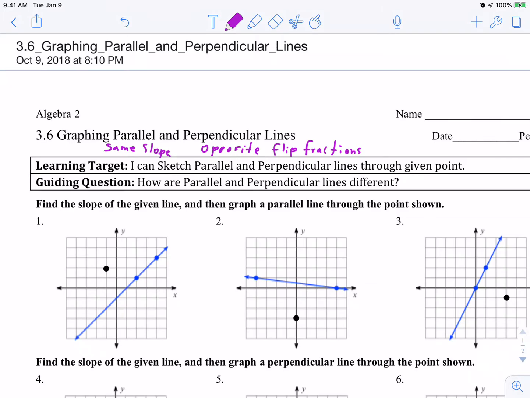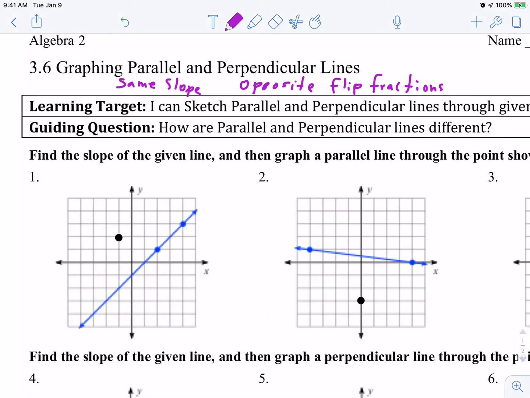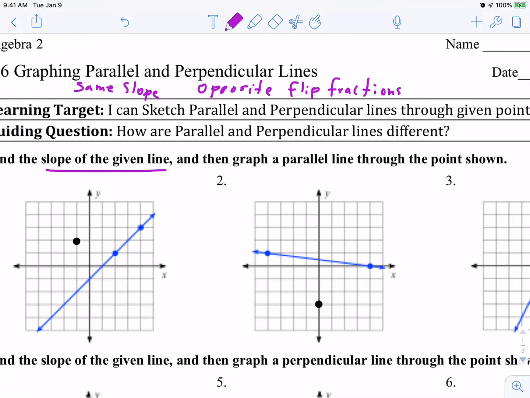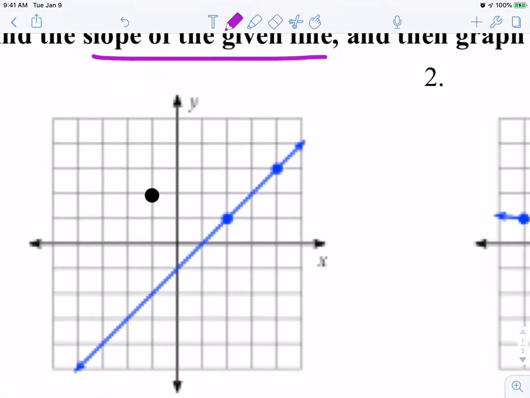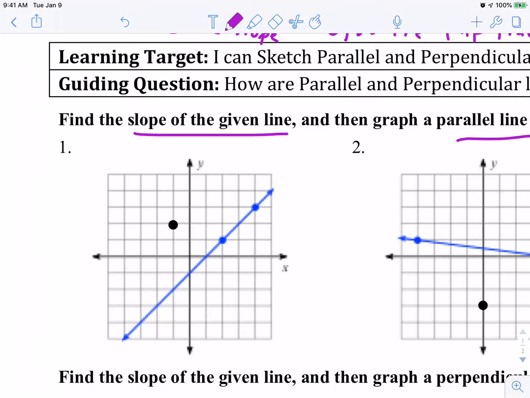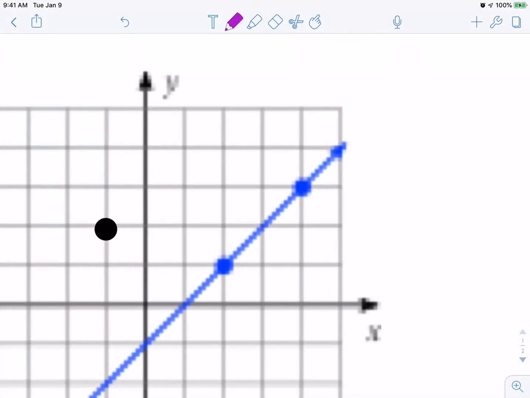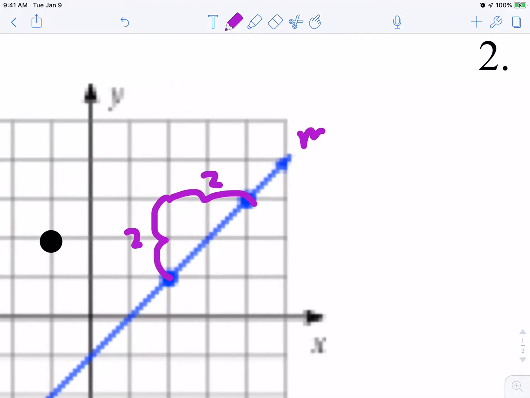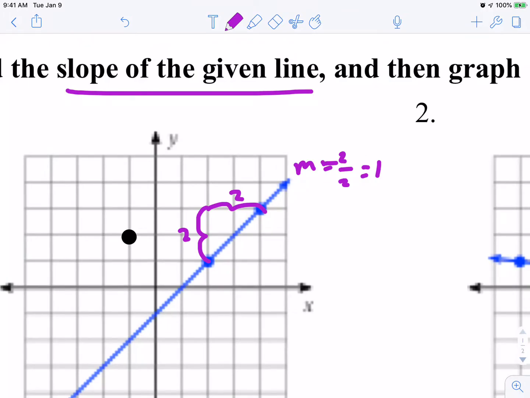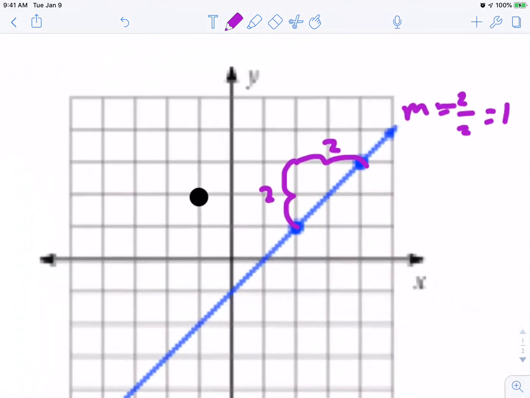If you look at number 1, it says find the slope of the given line, then graph a parallel line through the point shown. First, I know it's a little blurry, but the slope of this blue line, remember that slope is rise over run. My rise here is 2. My run is also 2. So my slope for the blue line is 2 over 2, and that is equal to 1. So if I want a line that's parallel to this blue line, the slope also needs to be 1.